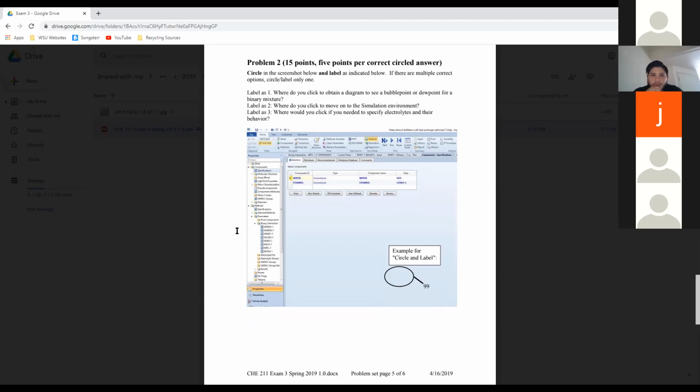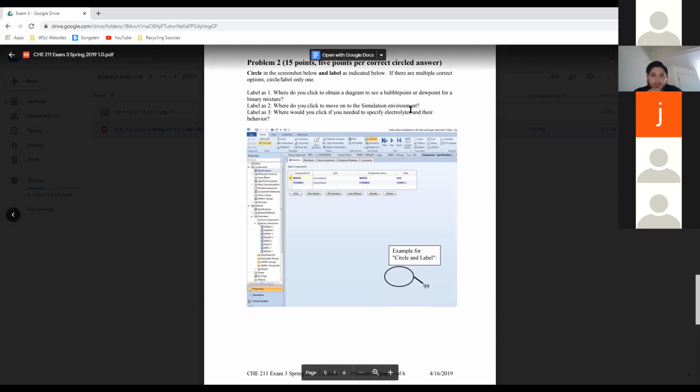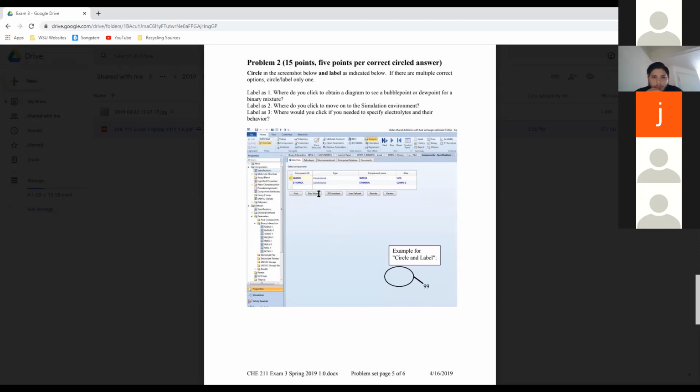Where would you click if you need to specify electrolytes and their behavior? So as we've used before, electrolyte wizard, that's really it. We can specify things like salt in our component ID, and the electrolyte wizard will pull that information for us and then add our ionic species as we need, as well as any equilibrium data we need for things like salt dissolutions and such. We actually have to use the electrolyte wizard if we want to do a salt problem, because it gives us the correct solubility data from the databases.